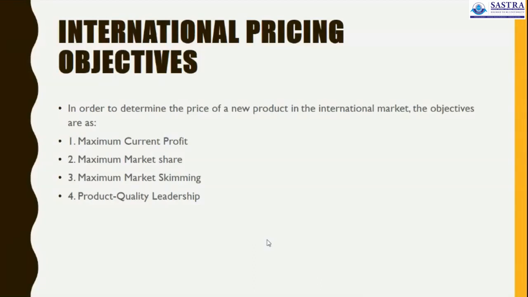price of the product. So as much as possible, skimming or exploiting from the market, or extracting the profit from the market, can be possible. The maximum market skimming, in terms of increasing the market size, in terms of increasing the ability of the organization to sell the product in the market. For that, the pricing is a major factor.